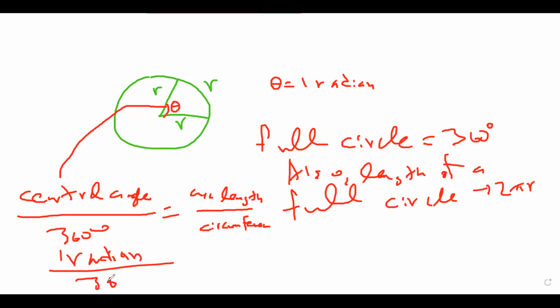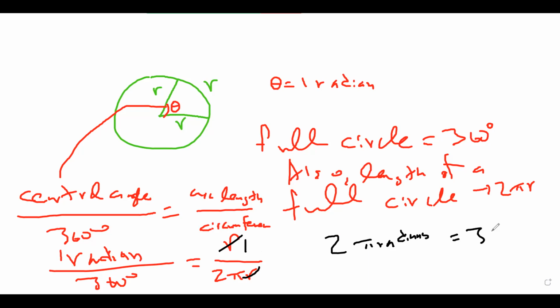Divide by 360 degrees. What's my arc length in this case? Just r, straight up. And what's my circumference? 2 pi r. Do things cancel? Absolutely. These r's go away. So that becomes 1 over 2 pi. Cross multiply. 2 pi radians equals, guess what, 360 degrees. This is why the conversion exists the way it does. This is the reason why. And it's recorded, so you can watch whenever you want.